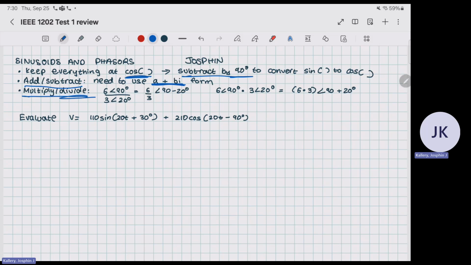If you're multiplying or dividing, it needs to be in this format. You have the magnitude, you have the angle, and it's pretty easy. If you're dividing, you divide the magnitudes as normal, and for the angles, you just subtract. If you're multiplying, you multiply the magnitudes as normal, and then you add the angles. That's for multiplying and dividing.